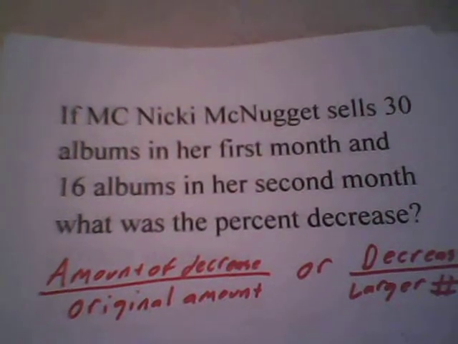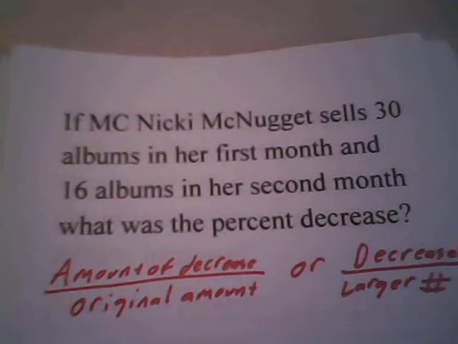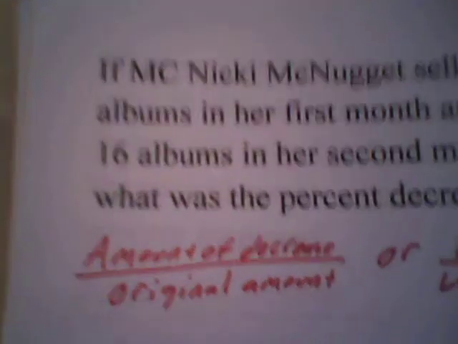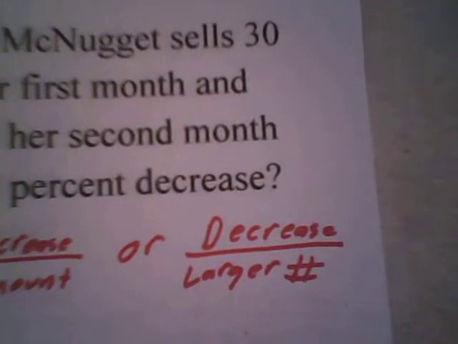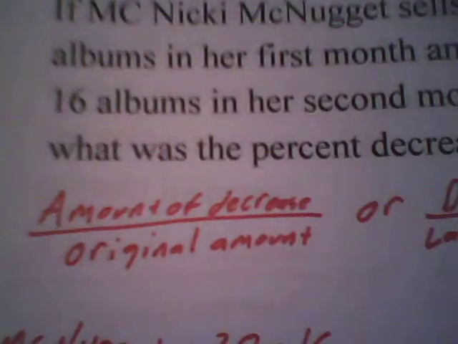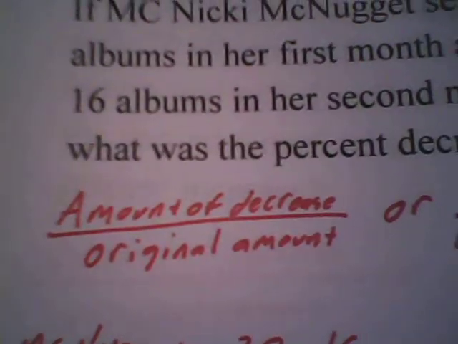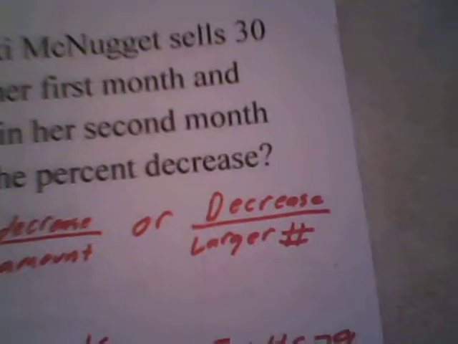If MC Nicki McNugget sells 30 albums in her first month and 16 albums in her second month, what was the percent decrease? First thing you do is go to your formula. The amount of decrease over the original amount, or the decrease over the larger number this time. Notice there is some differences with percent decrease. It's the amount of decrease over the original amount, or the decrease over the larger number this time.